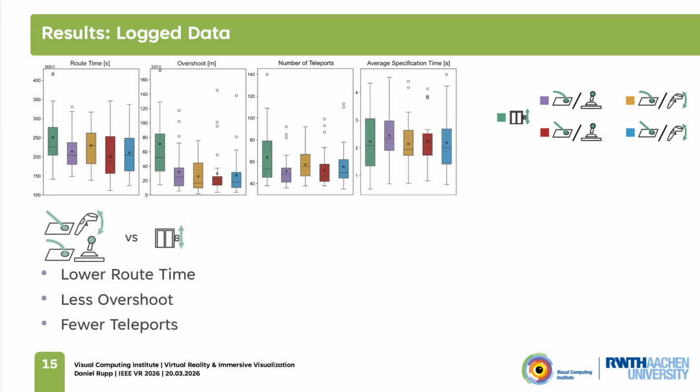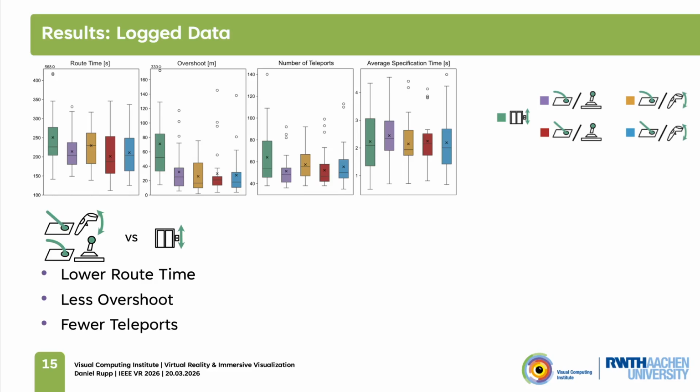When comparing the average SATOR technique to elevator, we found that the average SATOR technique had a significantly lower route time, less overshoot, and required fewer teleports, while there was no difference for the specification time. These results are in line with what we expected, since the elevator technique required participants to select a point on the current elevation first before moving this point into the air, so aiming was a lot more difficult, resulting in more overshooting and requiring more teleports to backtrack and ultimately increasing route time.